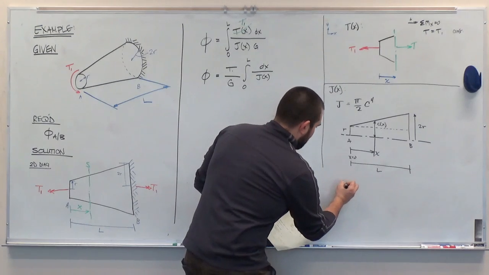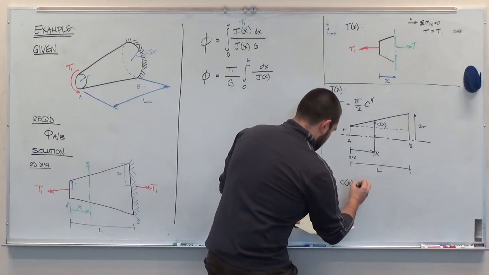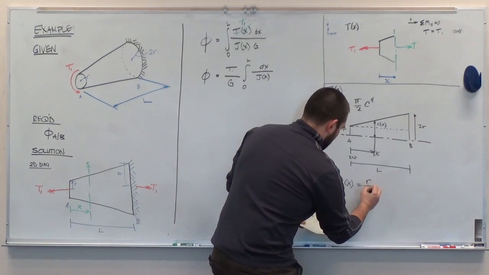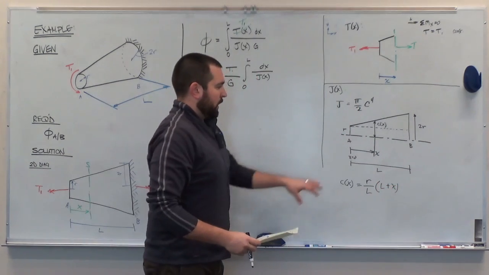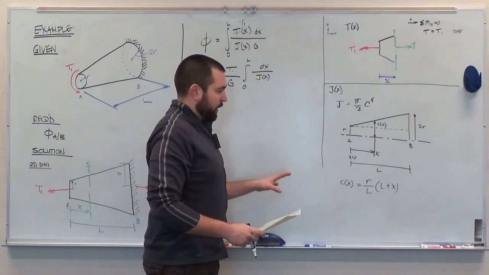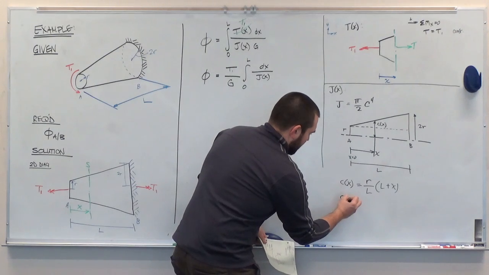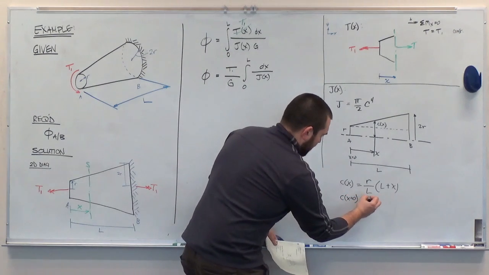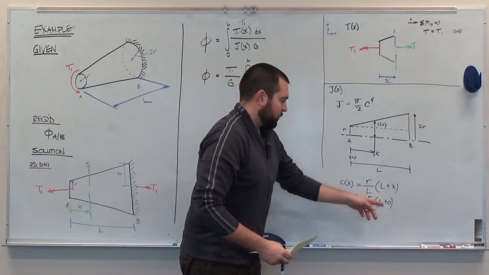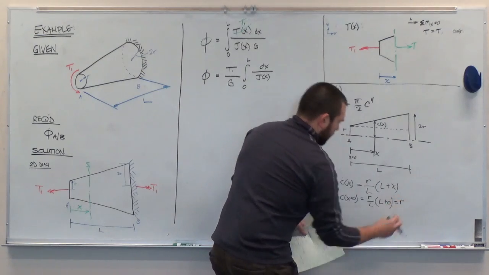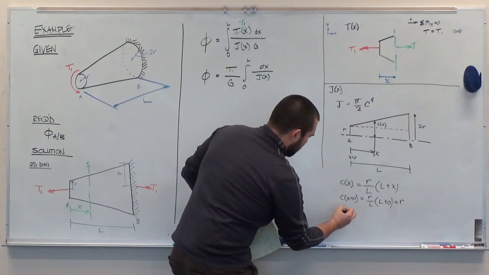What we're going to find is that the radius as a function of x is equal to r over L times the quantity L plus x. And so we can calculate this at a couple different locations just to make sure that the values work out. If I plug in c at x equal to 0, I get r over L times L plus 0. The L's would cancel, and the radius would be r, which is this point right here. So that checks out.